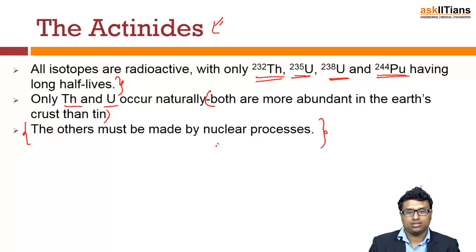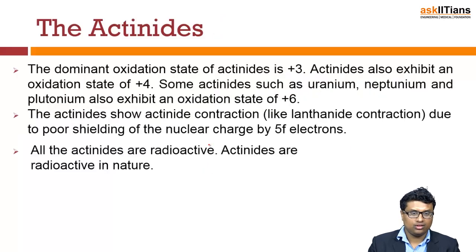What are nuclear processes? Nuclear processes are artificial processes. The actinides' oxidation state is +3. They also exhibit an oxidation state of +4. But certain actinides such as uranium, neptunium and plutonium exhibit the oxidation state of +6.